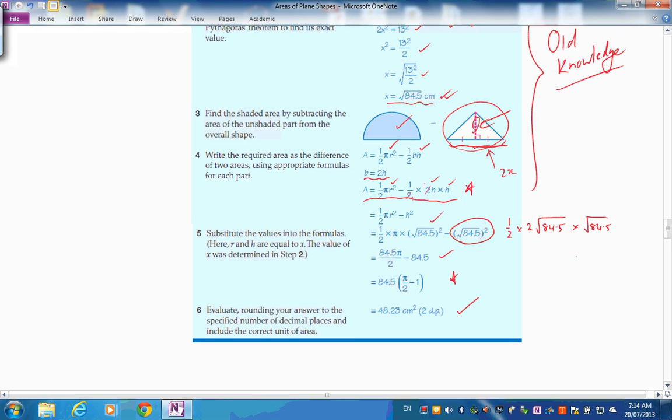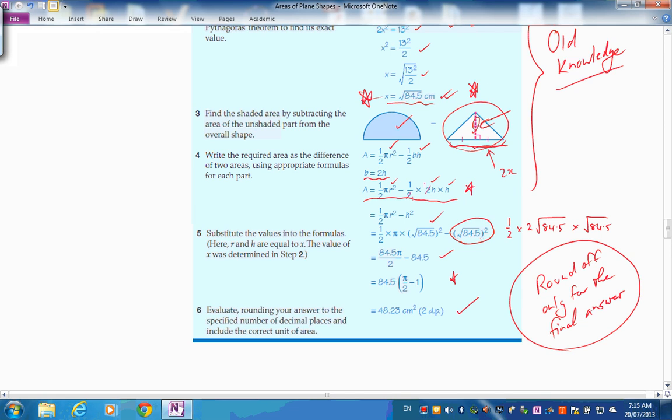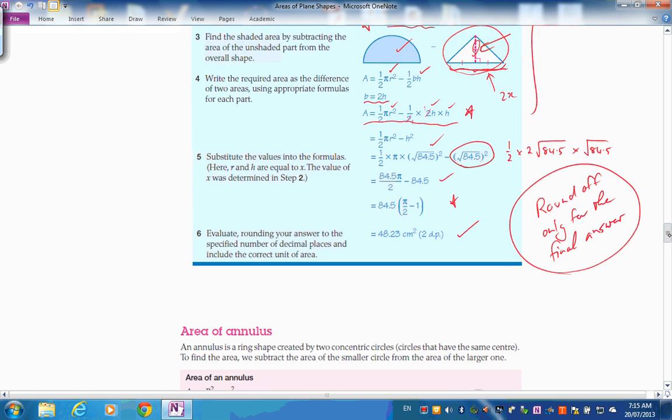But the important thing is, do not truncate or round off, only for the final answer, because you're losing accuracy every time you truncate a decimal or round off. So keep as many figures as possible. That's why up here they have not found the root of 84.5. Now you can, but don't truncate it. Use all the decimal places and use select answer on your calculator to go on further. All right, let's go on and have a look.